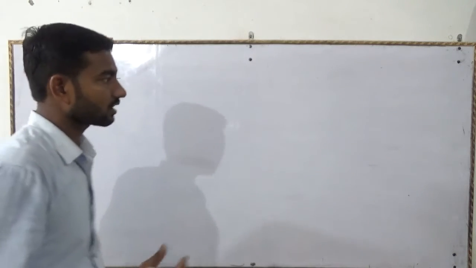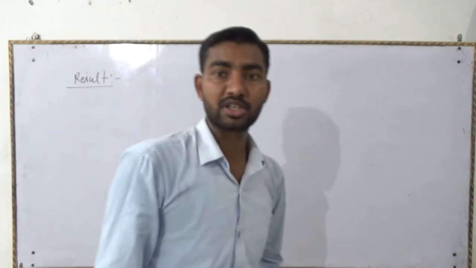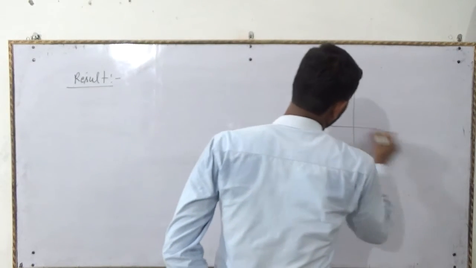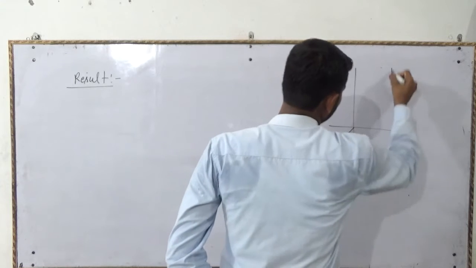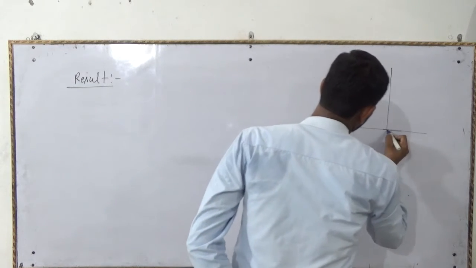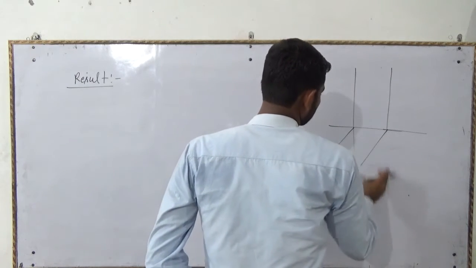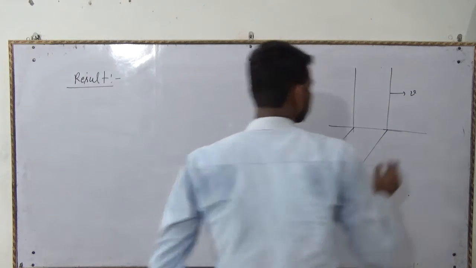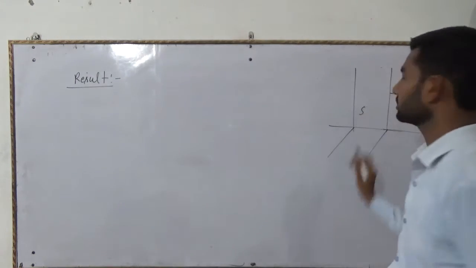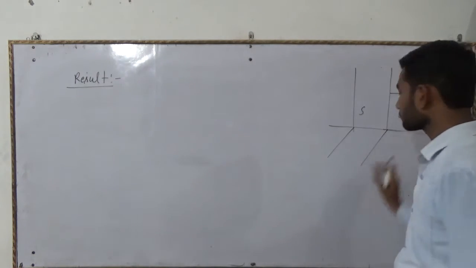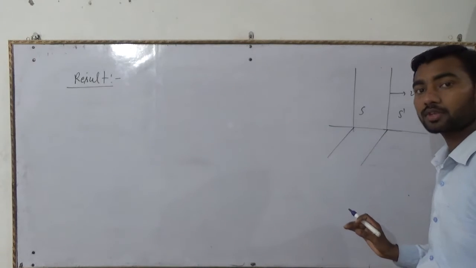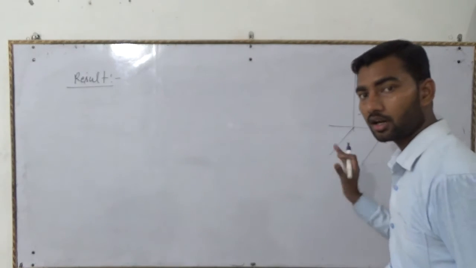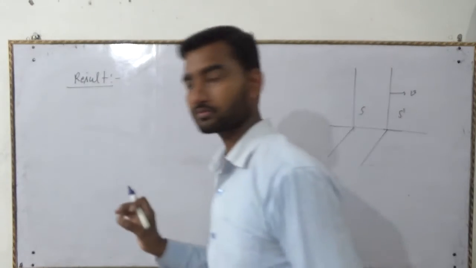Friends, to derive the Lorentz transformation equations, we have considered two frames of reference: the first frame of reference S, and the second frame of reference S dash, which was moving with uniform velocity v. This is S dash, this is S. It is moving with uniform velocity v relative to the frame S along the positive x-axis.